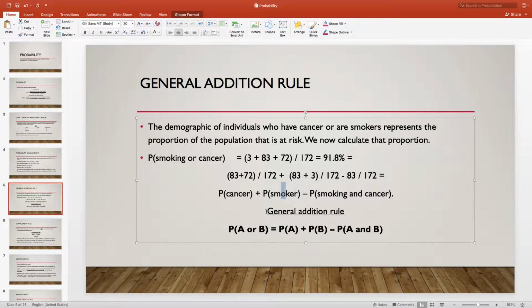And this illustrates the general addition rule. This general addition rule says probability of A or B is equal to probability of A plus probability of B minus the probability of both A and B. Okay. So this rule is something that you will have some homework exercises on, and it's important to keep in mind. Okay. So that's called the general addition rule.